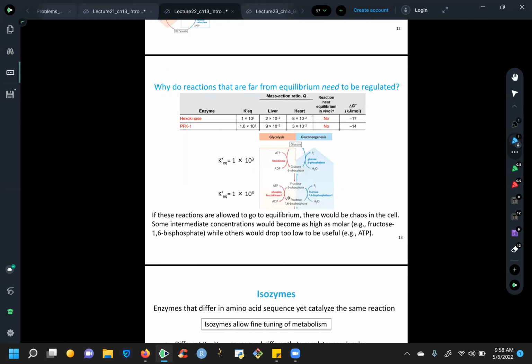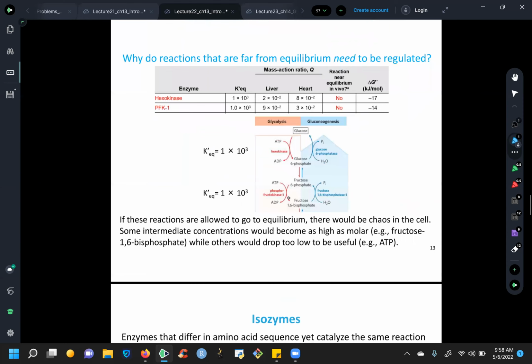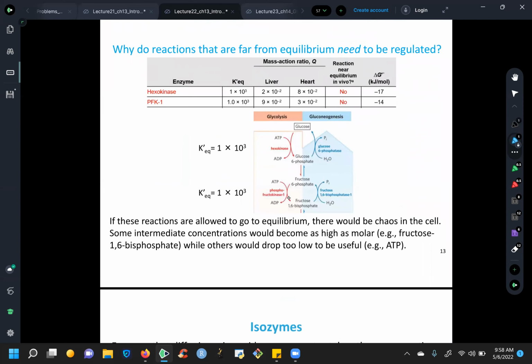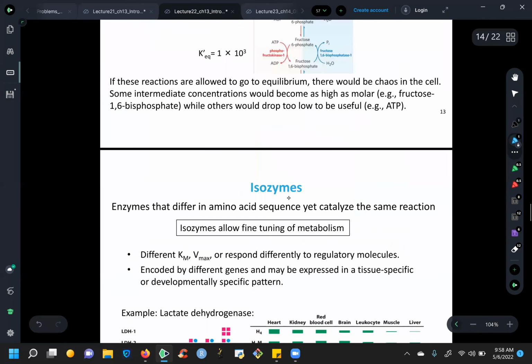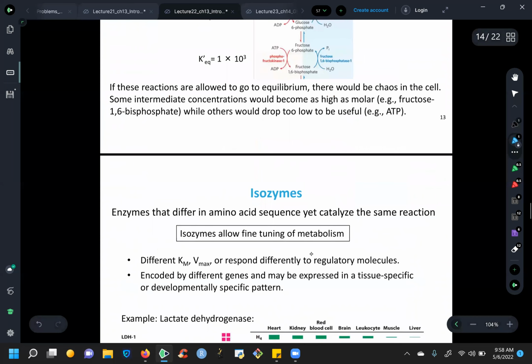Why do reactions that are far from equilibrium need to be regulated? If these reactions are allowed to go to equilibrium, there would be chaos in the cell. Some intermediate concentrations, like fructose 1,6-bisphosphate, would become as high as molar, while others would drop too low to be useful, like ATP. So yeah, we can't have that. But yeah, I would make a flashcard for this.